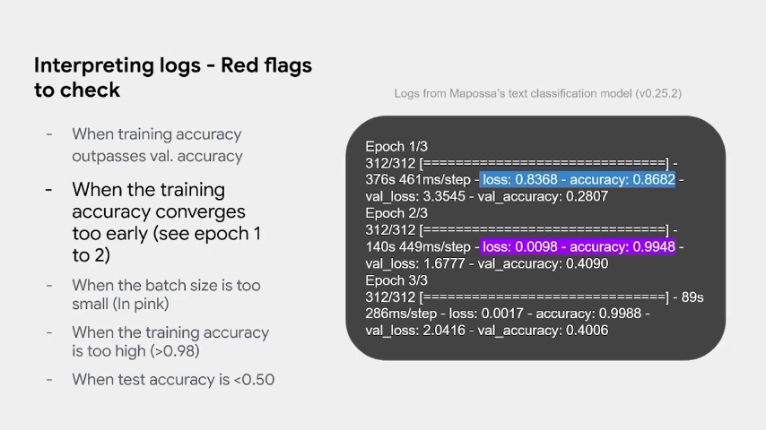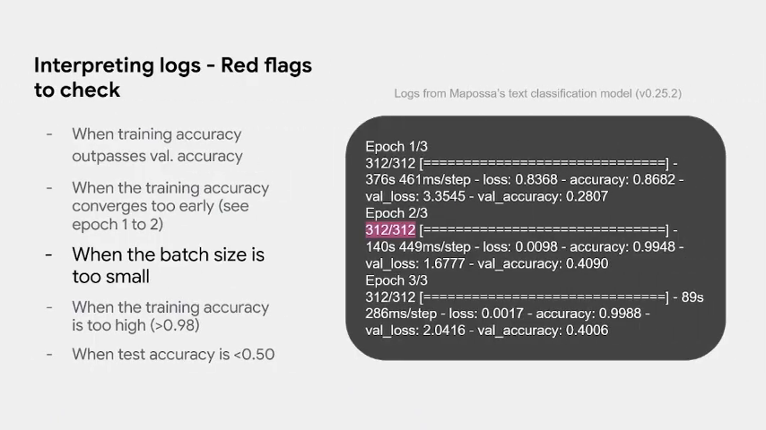Next, when the training accuracy converges way too early, the change in accuracy from the first epoch to the second epoch is way too big, there's an issue at this level. Third, when the batch size is too small, there's an issue because it doesn't have enough facts to learn from, meaning that it's going to barely be approximated and just give you confident results while it's not correct.